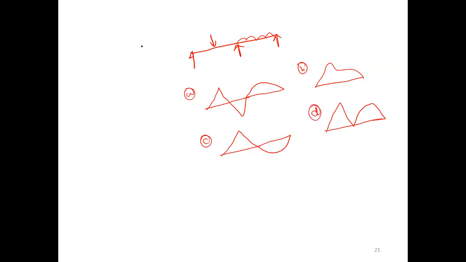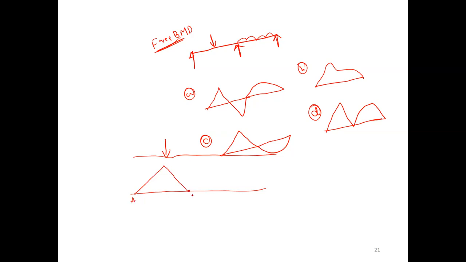A, sir. A, sir. Others? Which one is correct? D. Which one is it? It's option A. Why A? I'm asking free BMD. What is free BMD? See, you are having a triangle, right? For point load, the free BMD is a triangle.